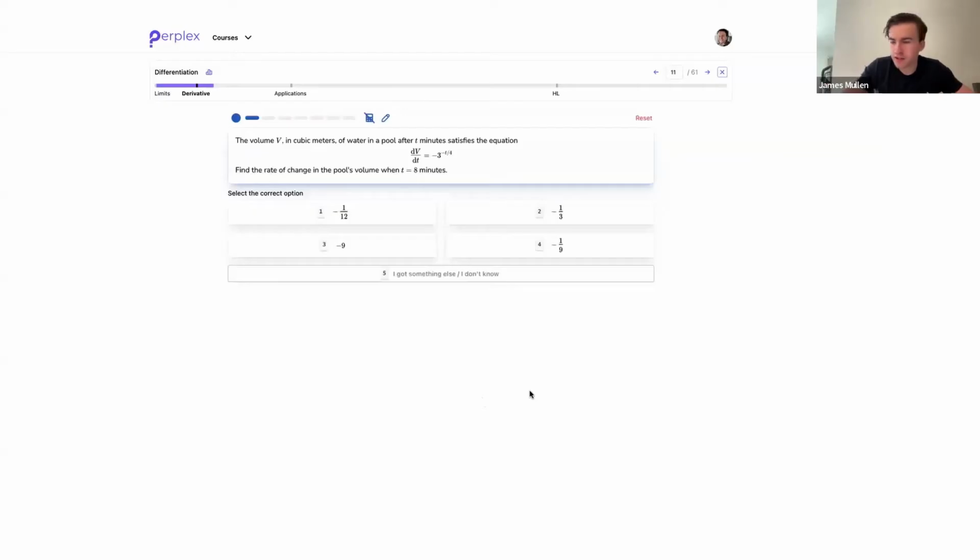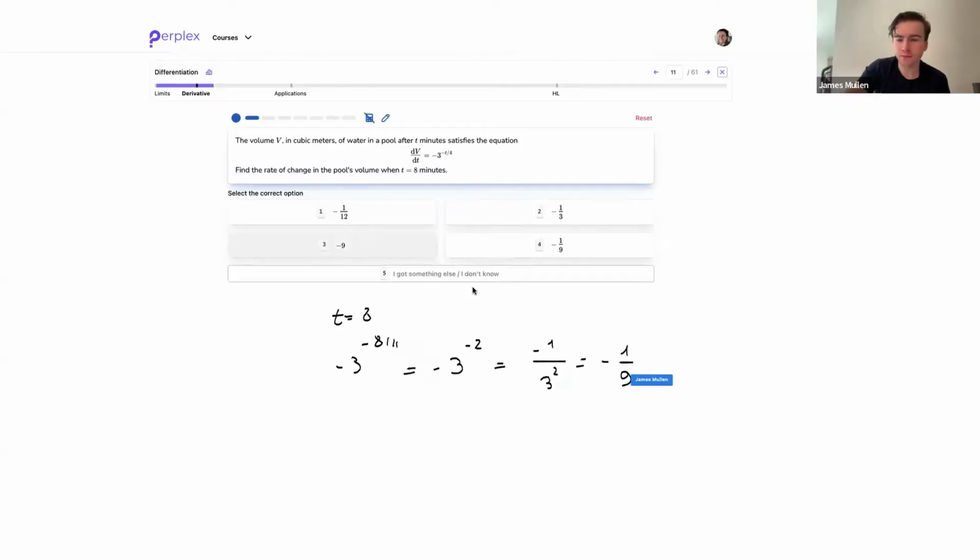So again, 10 seconds to do this. Okay, so I'm looking for the rate of change in the pool's volume when t is equal to 8 minutes. And I have dV by dt, which is the rate of change of the volume with respect to time. So all I have to do is take my time, which is 8 minutes, and plug it into negative 3 to the negative t over 4, so negative 8 over 4. That's negative 3 to the power of negative 2, which is equal to negative 1 over 3 squared, which is negative 1 over 9. That is my answer.